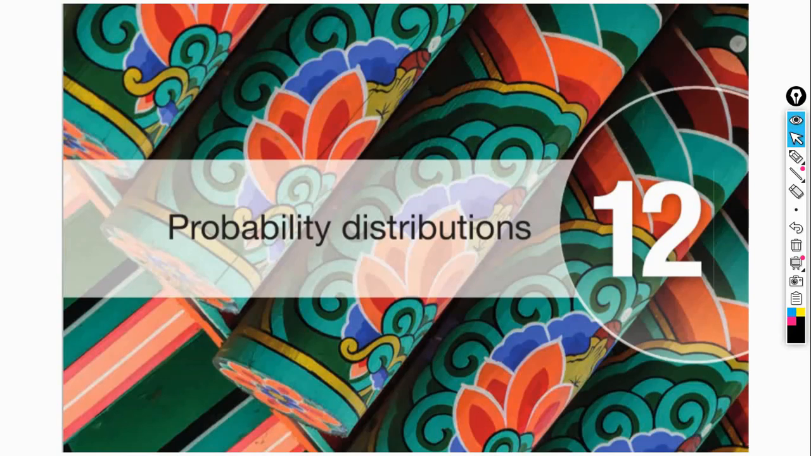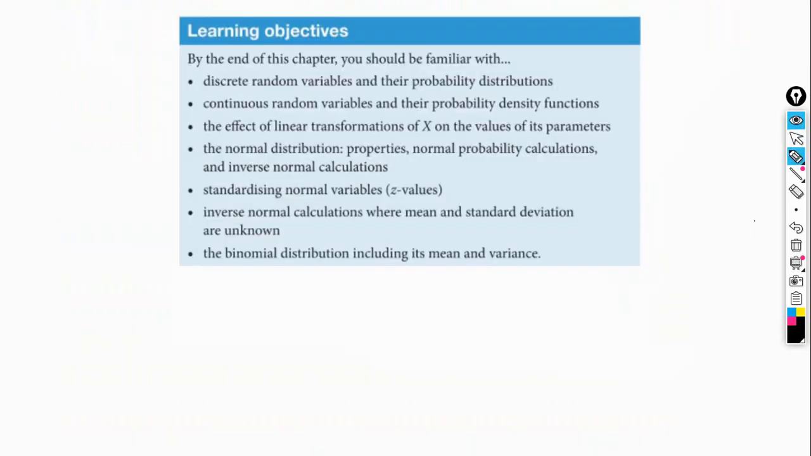Hi everybody, in this video we will begin with Chapter 12, Probability Distributions. And these are the learning objectives of this chapter.